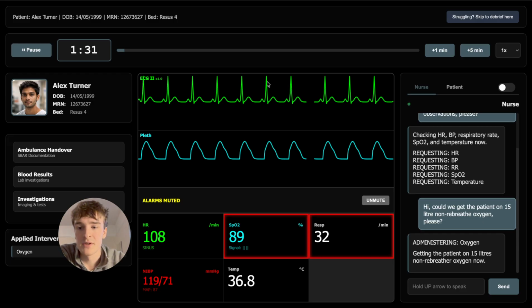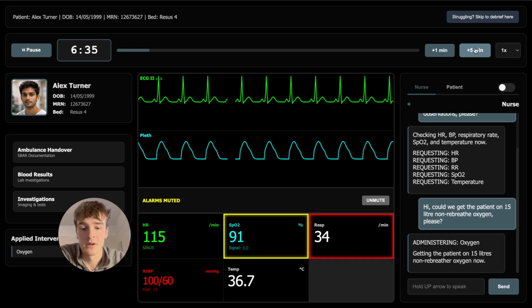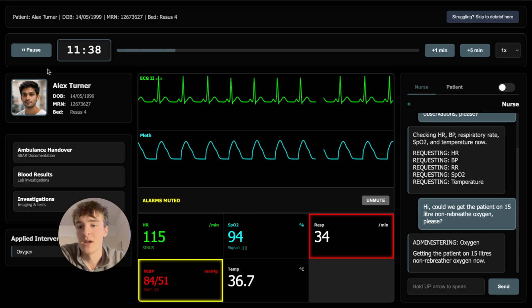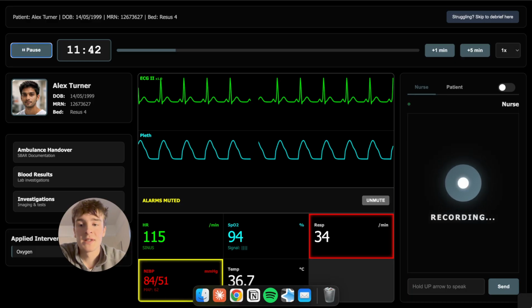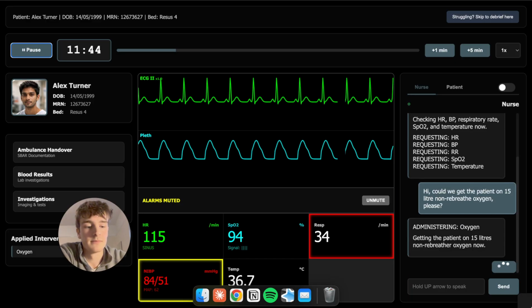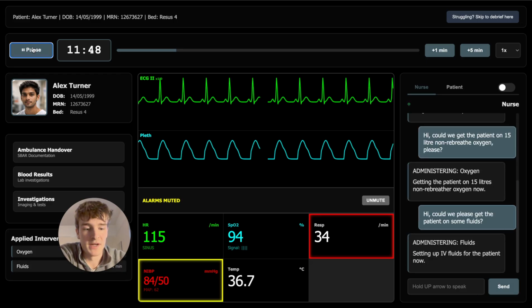Just for the sake of this demonstration, I'm going to skip 5 minutes ahead and show you how these sats will increase. You can see they're going up and up. And we're 10 minutes in, sats are up to 94. But you can see his blood pressure's dropped. So again, hi, could we please get the patient on some fluids? Right, so the patient is on fluids now. That's going to help with the blood pressure.